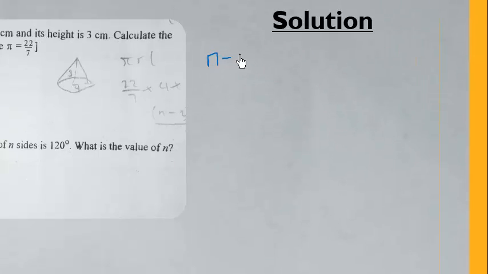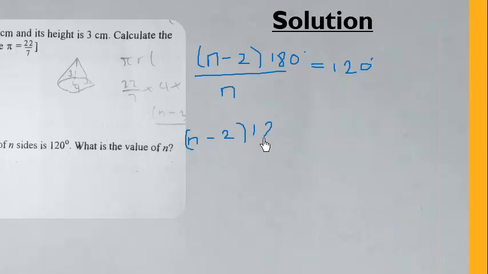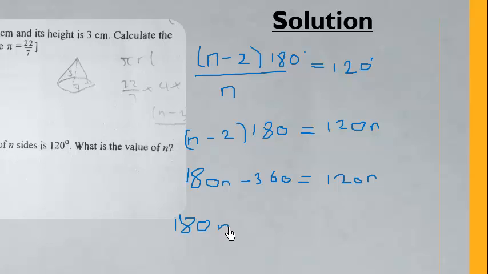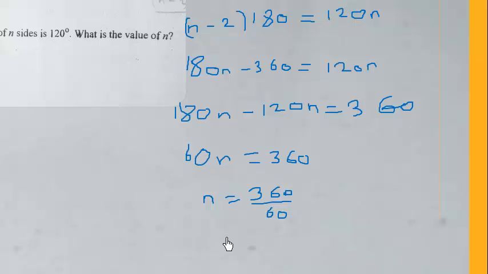Now we want to find n. So the interior angle is given by n minus 2 times 180 over n, and this is equal to 120. So we have n minus 2 times 180 is equal to 120n. Then we have 180n minus 360 is equal to 120n. So we have 180n minus 120n is equal to 360. So 60n is equal to 360 degrees. So dividing through by 60, we obtain n to be equal to 6. So the number of sides is 6.